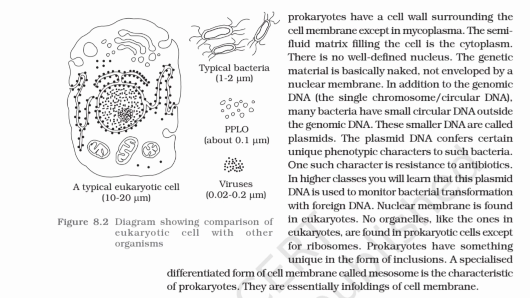Nuclear membrane is found in eukaryotes. No organelles like the ones in eukaryotes are found in prokaryotic cells except for ribosomes. Prokaryotes have something unique in the form of inclusions. A specialized differentiated form of cell membrane called mesosome is the characteristic of prokaryotes. They are essentially enfoldings of cell membrane.